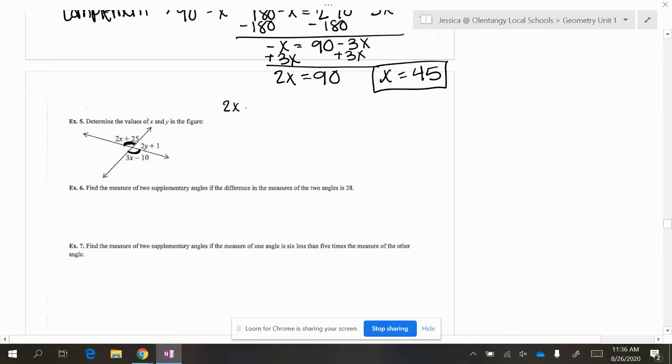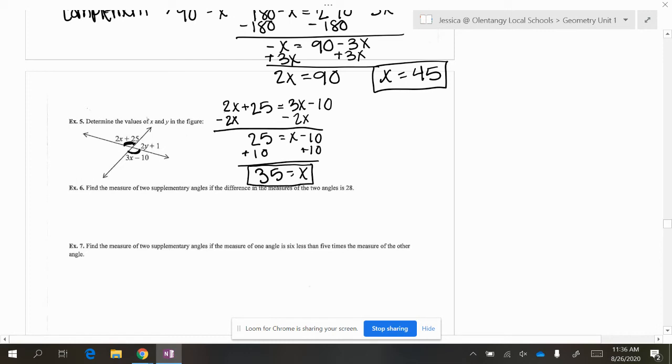So 2x plus 25 equals 3x minus 10, and solve there. So minus 2x, minus 2x, 25 equals x minus 10. So we found out what x is, and we don't really have an equation to solve what y is, just because we can't put x and y in the same equation. So let's go ahead and plug x into this 2x plus 25.